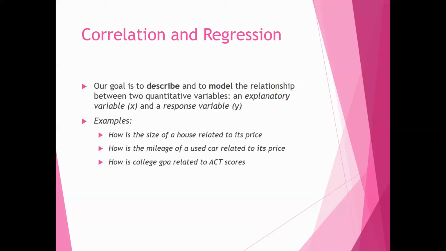So for example, we want to predict the price of a house based on its size, or the price of a used car based on how many miles it has on it, or a student's college GPA based on their ACT scores. So in these cases, the explanatory variable is the size of the house, the mileage of a used car, or the ACT score, and the things we want to predict, or the response variable, are price in the first two cases, and college GPA in the third.